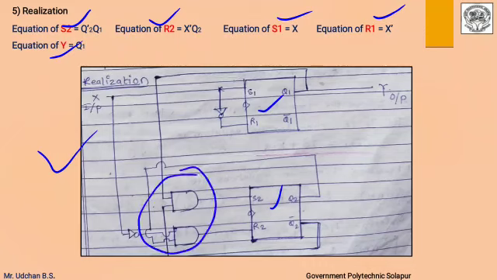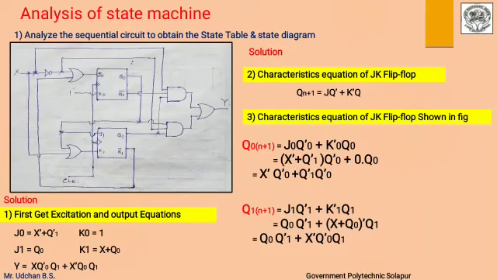This is the input combinational logic and this is the output combinational logic. As the output value is only q1, no gate is involved in that. So this is how we can design the sequential circuit for a Moore machine from the given state diagram. Till now we have designed the sequential machine from the given state diagram. Now we will form the state diagram from the given sequential circuit. So we are going in a reverse way.